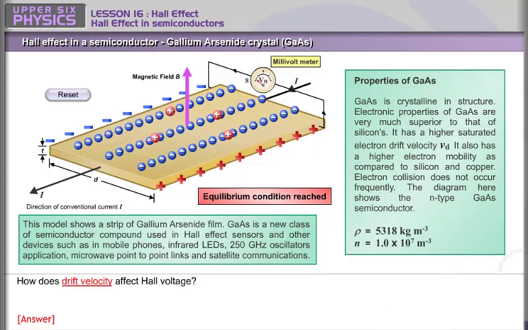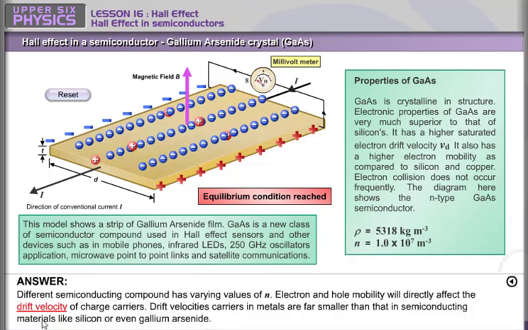How does drift velocity affect Hall voltage? Answer: different semiconducting compounds have varying values of N. Electron and hole mobility will directly affect the drift velocity of charge carriers. Drift velocities of carriers in metals are far smaller than that in semiconducting materials like silicon or even gallium arsenide.